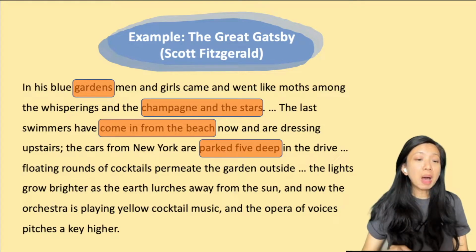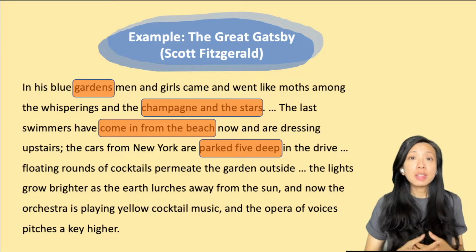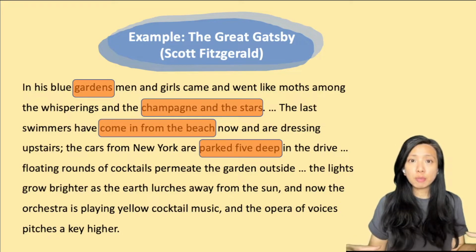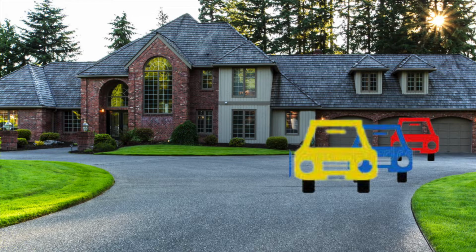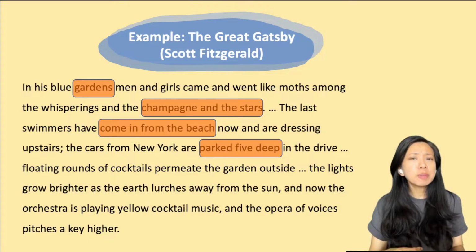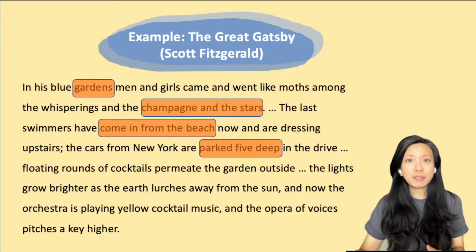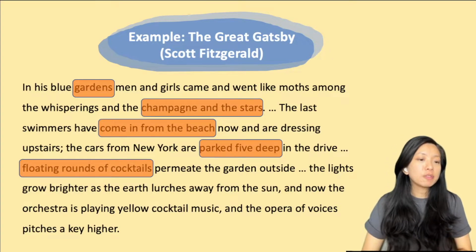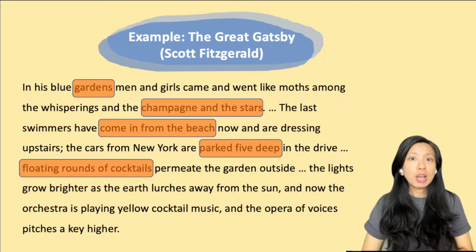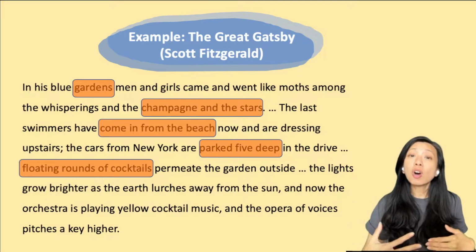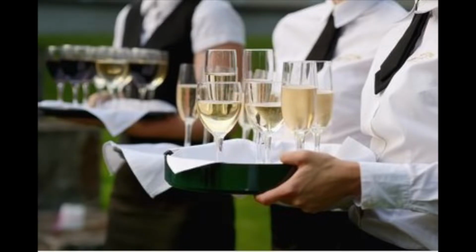The next one is parked five deep. This tells us, first of all, that it's a pretty big place again because in the driveway, they can actually fit five cars in a row. There are also probably many cars in this driveway as well because it's not just one row, but many rows of cars in that same driveway. The next phrase that I've picked out is floating rounds of cocktails. First of all, cocktails are alcohol and it's definitely not cheap as well, and they're all floating around. So probably there are lots of cocktails being served all around the place.